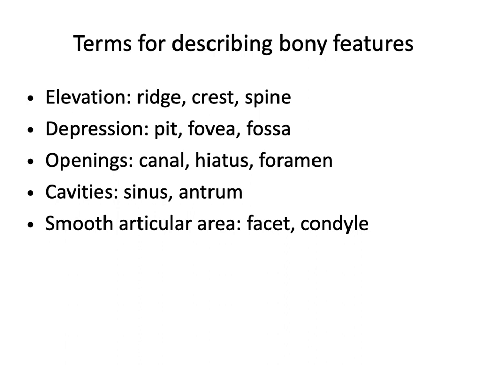Okay. Now if you are describing any bone in osteology, there are certain terminologies. If there is an elevation, then it is known as ridge, crest or spine. If there is a depression on the bone, it will be known as pit, fovea, fossa. Openings are known as canal, hiatus or foramen. Cavities are known as sinus and antrum, and if there is a smooth articular area, it is known as facet and condyle.